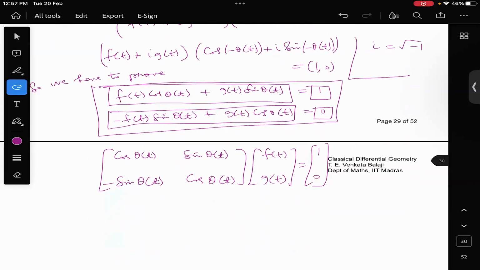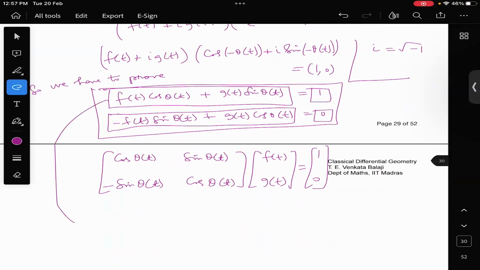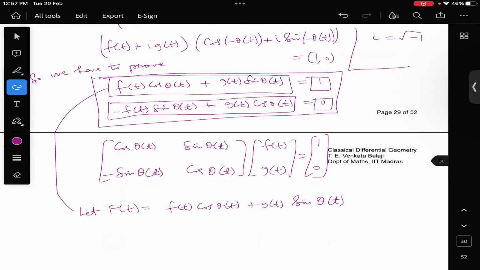So therefore what I am going to do is, I am going to let capital F of t be this expression, f(t) cos theta(t) plus g(t) sin theta(t), okay? I want to show this is equal to 1, okay? In particular, I want to show it's constant, so I will show its derivative is 0. So calculate F dot. What is the derivative of this?